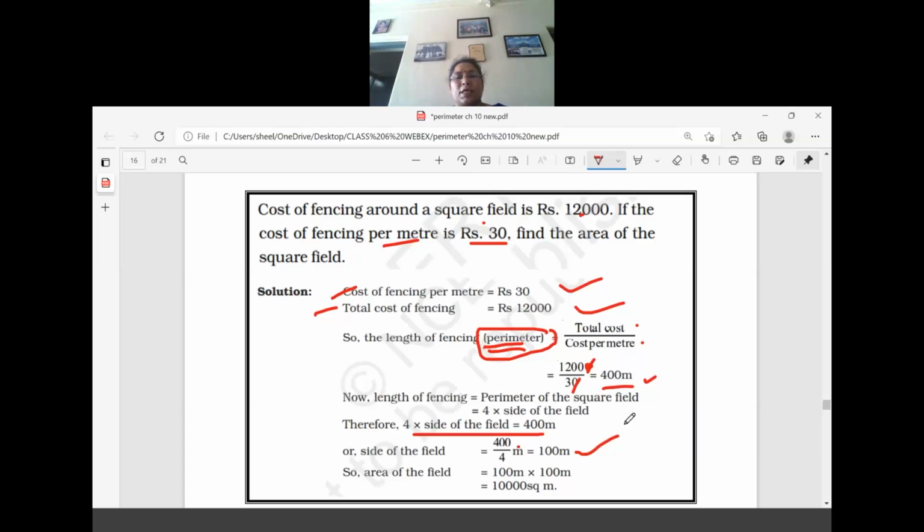Now what is the next step? The perimeter formula we are applying: 4 into side is equal to 400 only. Therefore side is equal to 400 by 4, it is equal to 100. Now what is the area? Side into side. So 100 into 100 only. So we got 10,000 square meter as the answer. So from the cost of fencing, we reached the area of the square field. Both the applications, perimeter as well as area, are coming here.